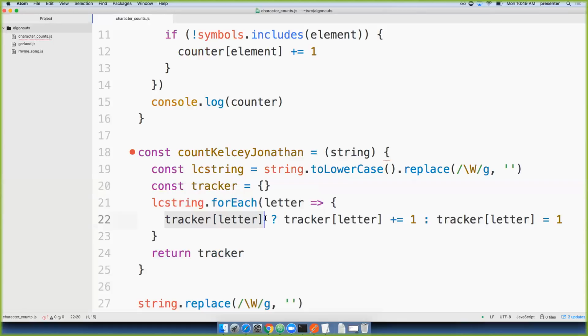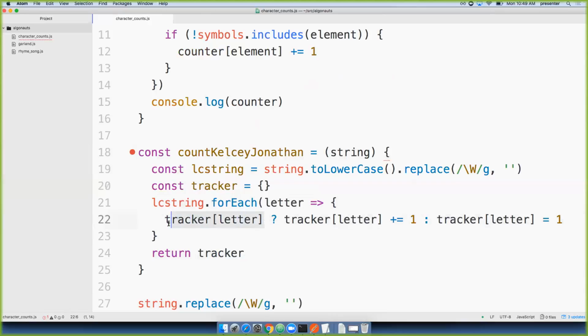Let me ask you this. If I asked you if tracker was an array and I asked you whether or not letter was in that array, would that depend on the number of letters? Yes. Right? Because you need to look at every element in the array, and worst case, all of your letters ended up in the array. Checking to see whether something is in an array is on the order of the length of the array.